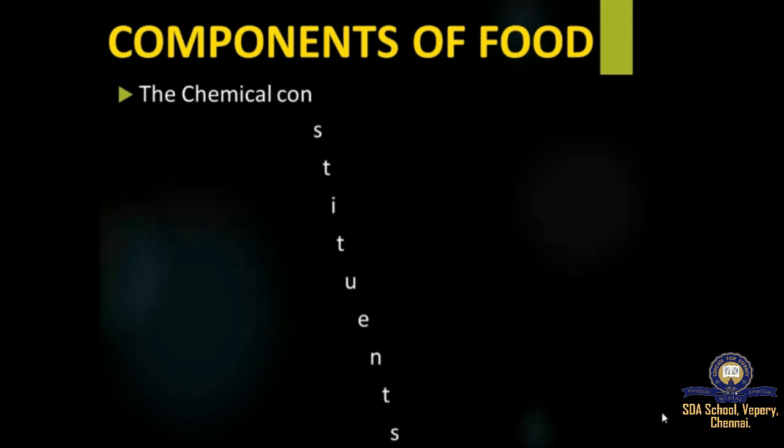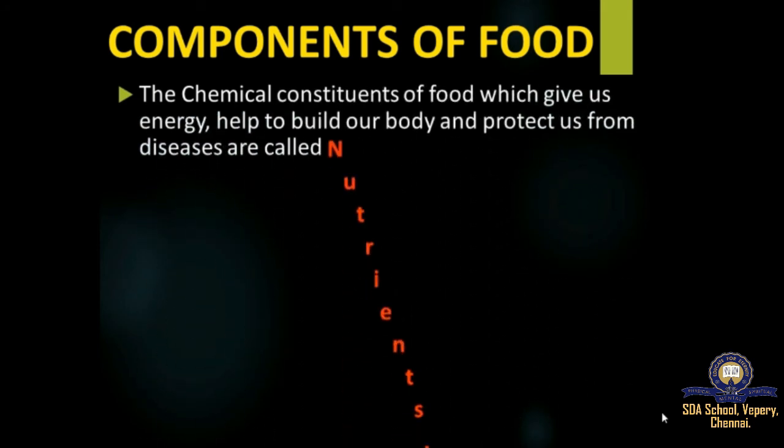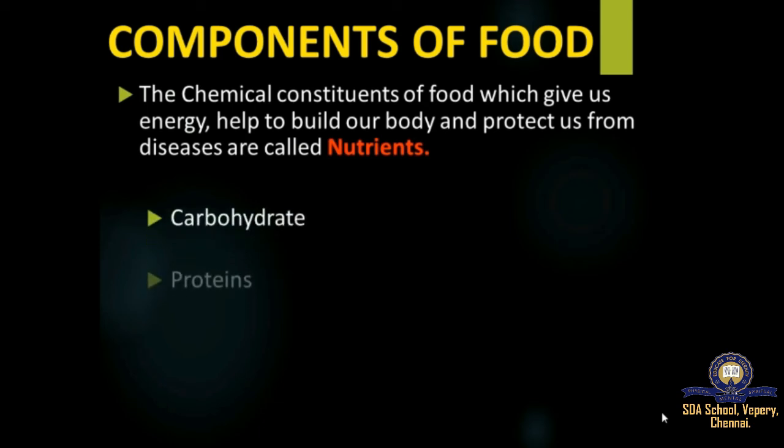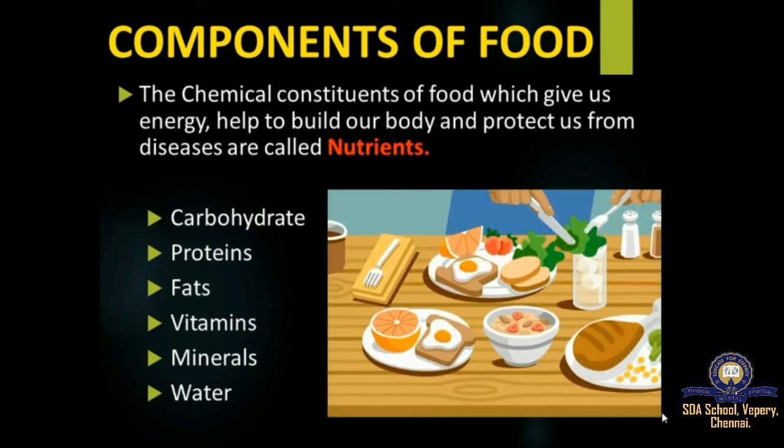And next we moved on to the components of food. First we looked into the definition of nutrients. The chemical constituents of food which provide us energy, help us to build the body and protect us from diseases are called nutrients. Next we moved on to the various components of food, which are carbohydrates, proteins, fats, vitamins, minerals, and water. In today's class, we looked into carbohydrates, proteins, and fats.